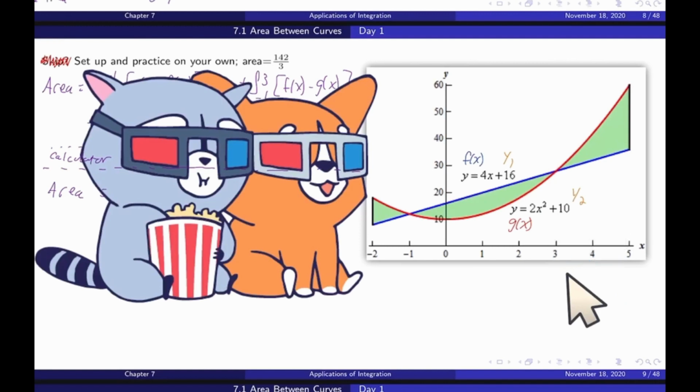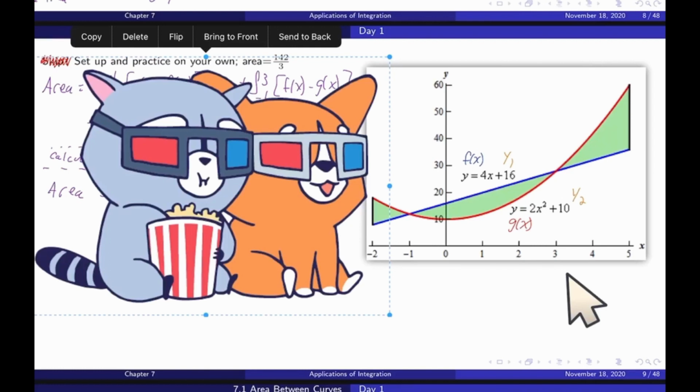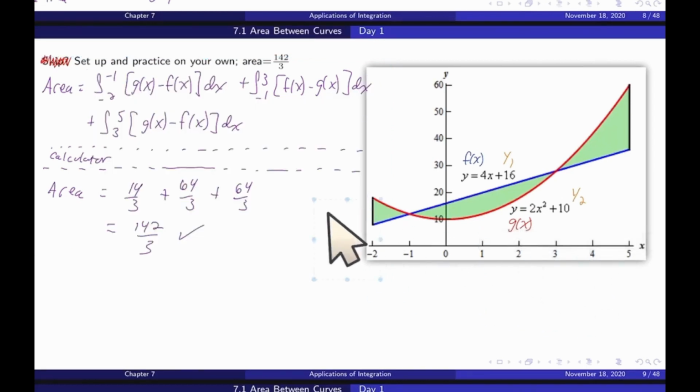Okay, so let's see what we got. First section, -2 to -1, g of x is on top, so -2 to -1, g of x. Second section, f of x is on top, f of x minus g of x from -1 to 3. And third section, from 3 to 5 in the x values, g of x is on top. Type those 3 in your calculator, do 3 antiderivatives. Your calculator is going to give you decimal versions, but if you do math enter, it'll change them into fractions, and you get a total of 142/3, which is what the answer was. You were told the answer was.